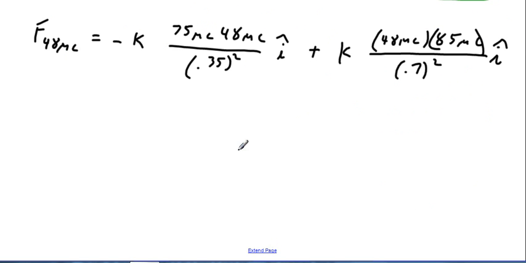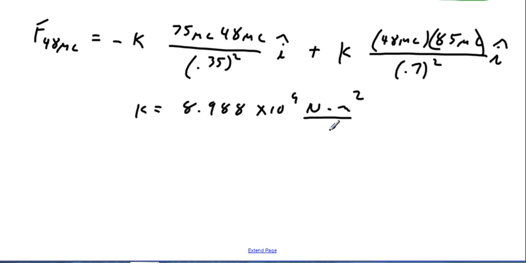Okay, so I'm going to run those through my calculator. I'm going to remember that when I do that, K is equal to 8.988 times 10 to the 9th newton meters squared per coulomb squared.